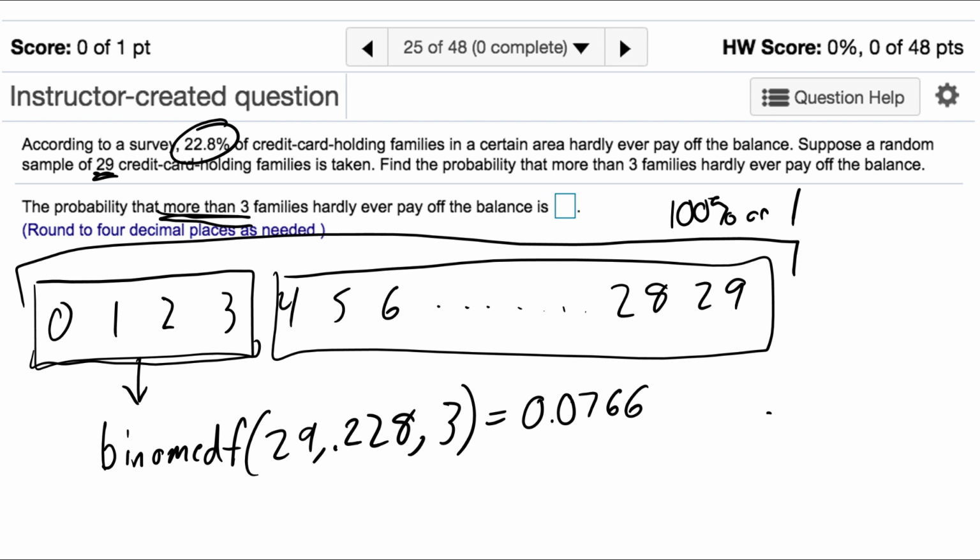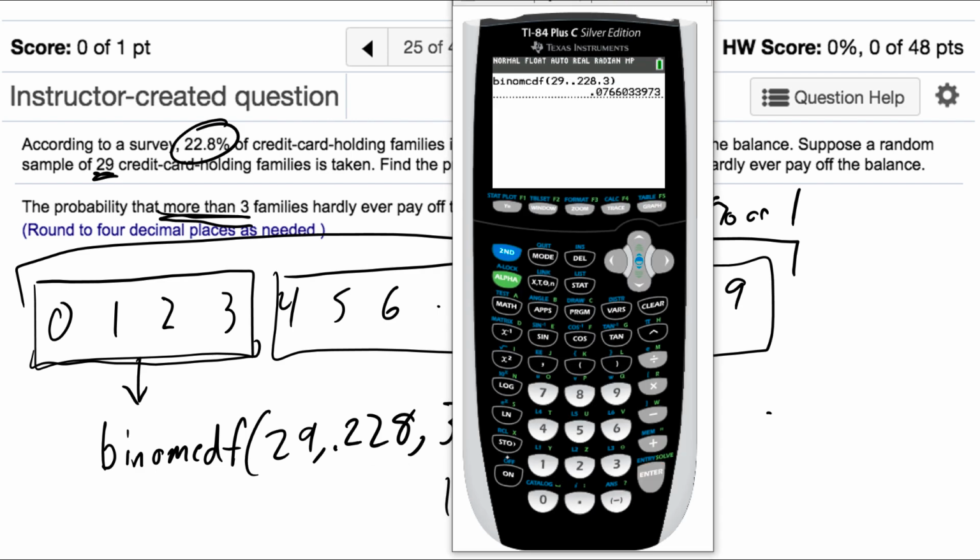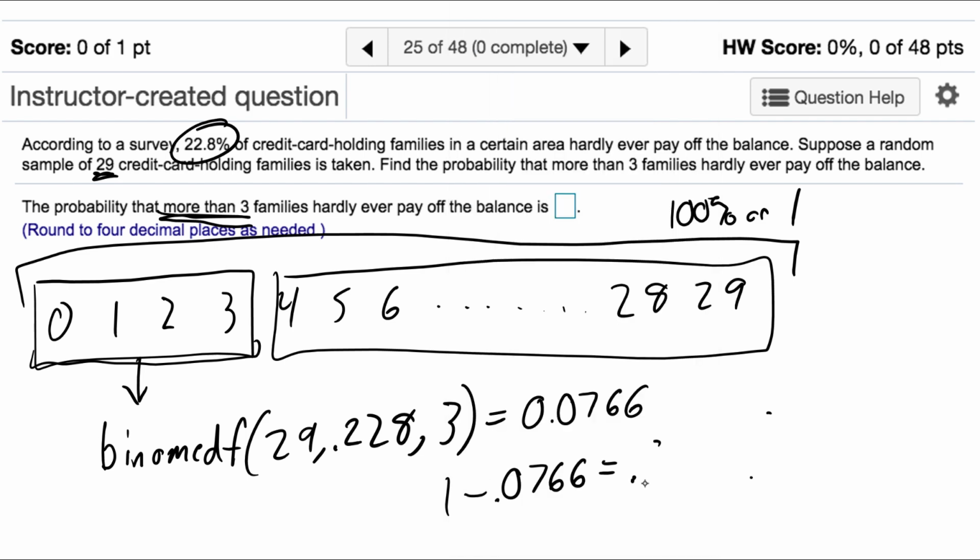So to find what we are looking for, we're just going to subtract that from 1. So 1 minus 0.0766. On our calculator, we can just do 1 minus that answer. And we'll get 0.9234, rounded to 4 decimal places.